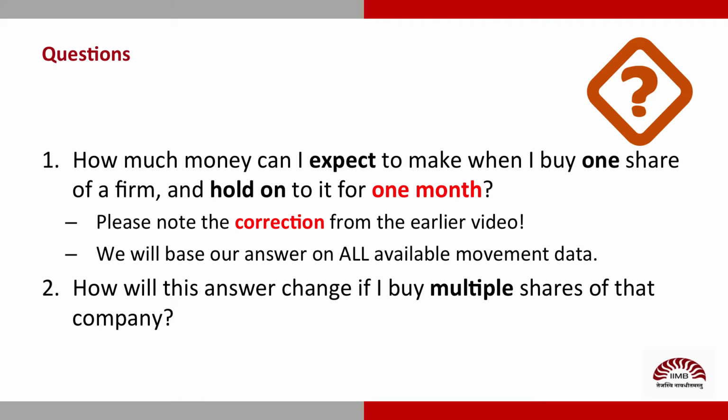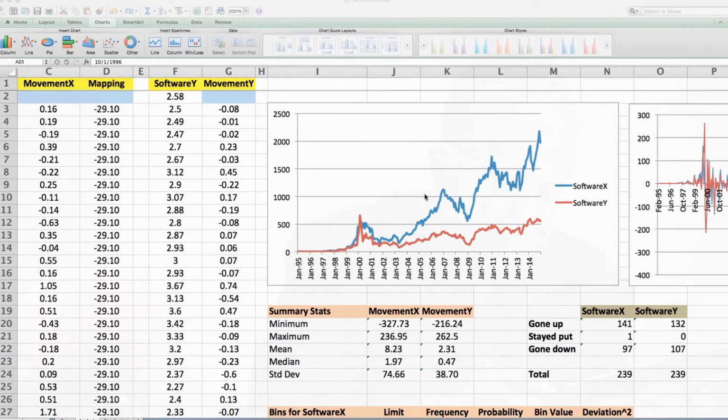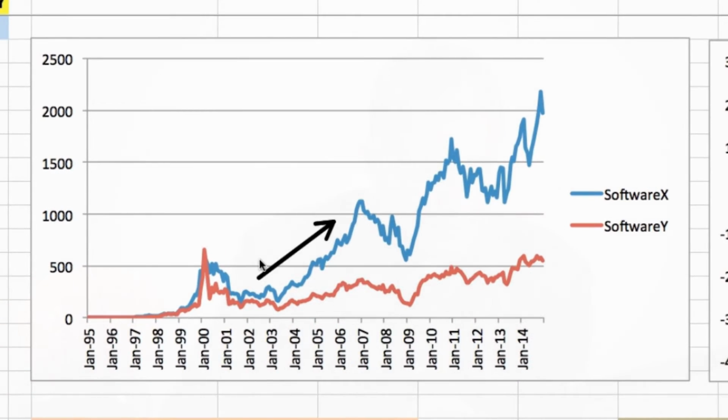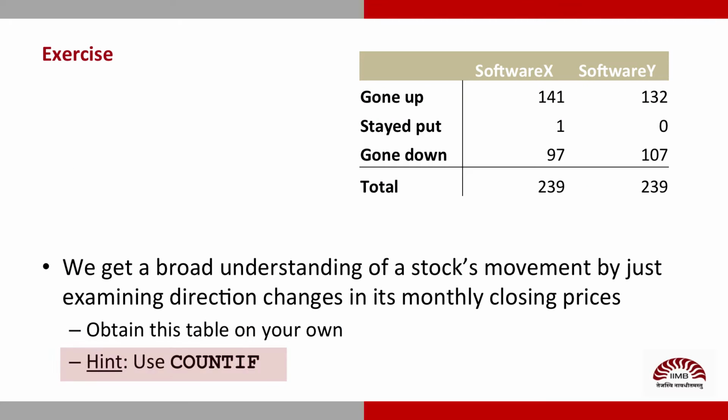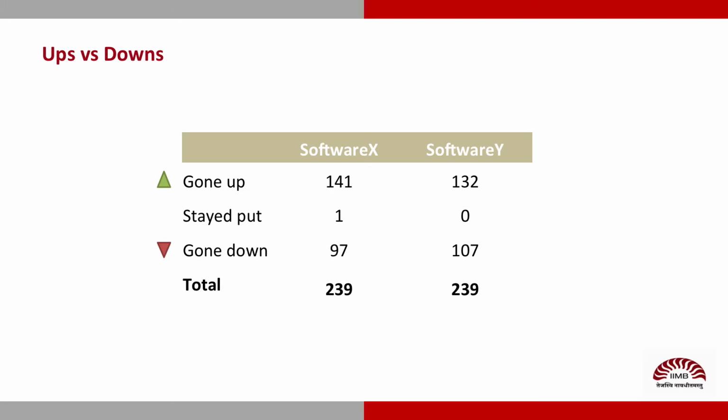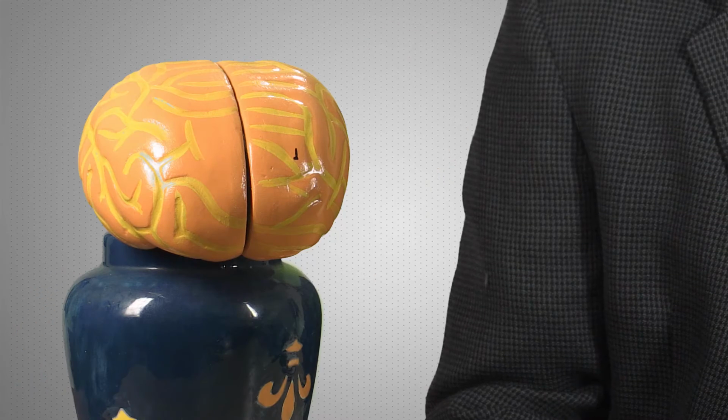Earlier, we had asked these questions of our two stocks data set. Let's assume that I have purchased one share of Software X. Now, as you can see from this stock's movements, it can either go up, come down, or stay put. And that is from month to month. We could use COUNTIF statements to build a table of directional movements. I will leave it to you to figure that out. Now looking at this table, both the stocks have a great propensity to climb up than to go down. Thank God for the stock market.